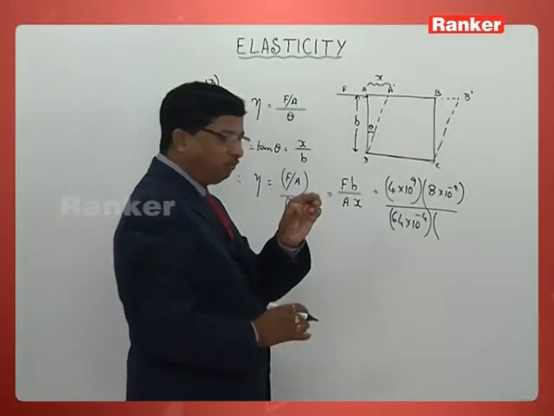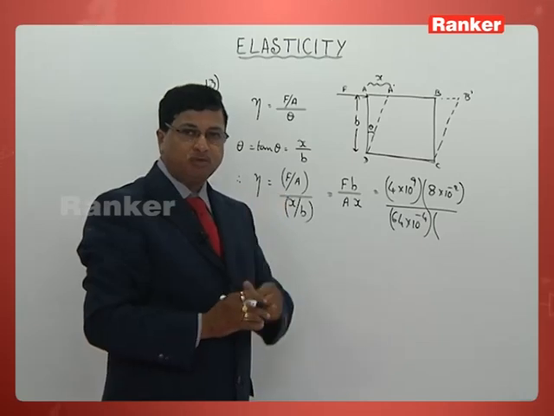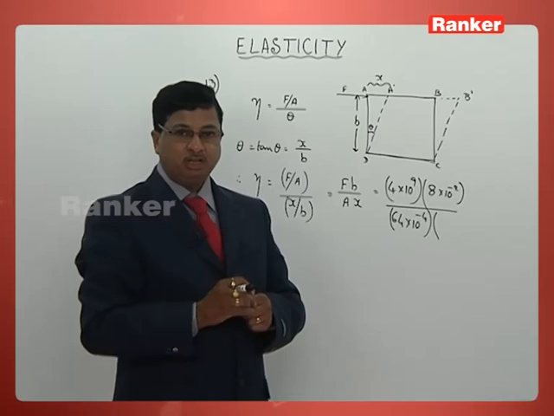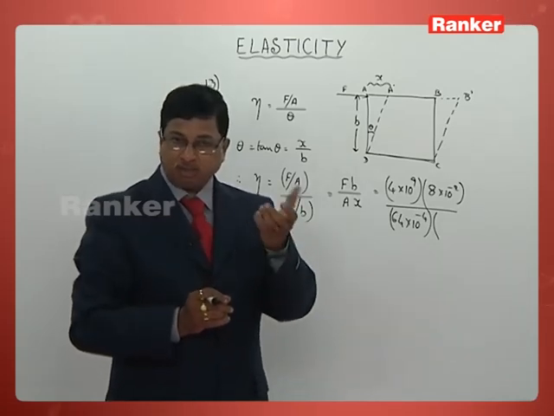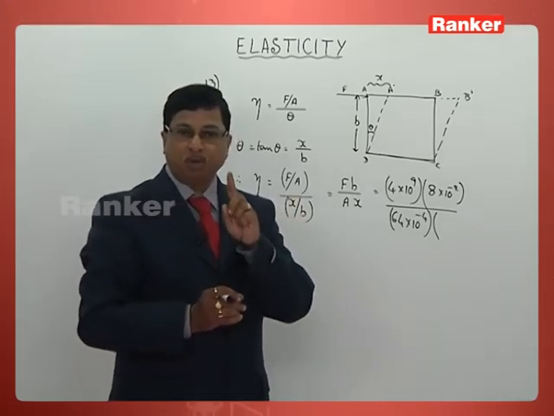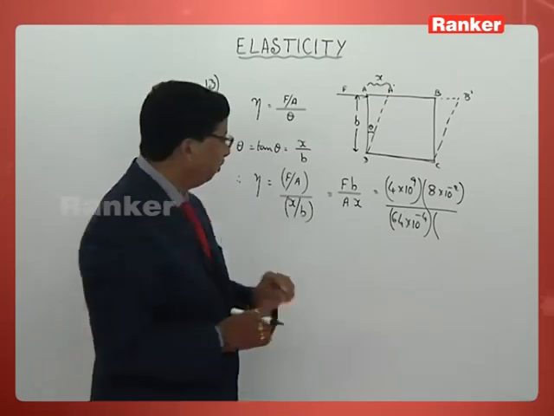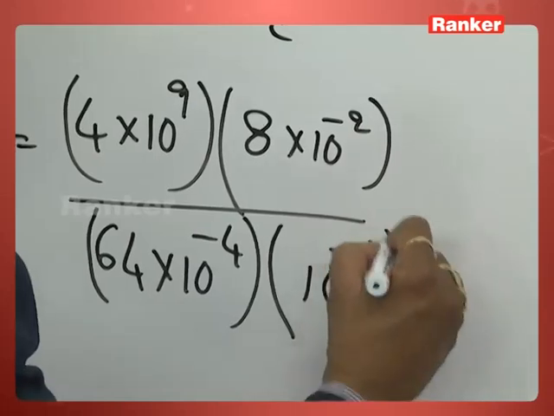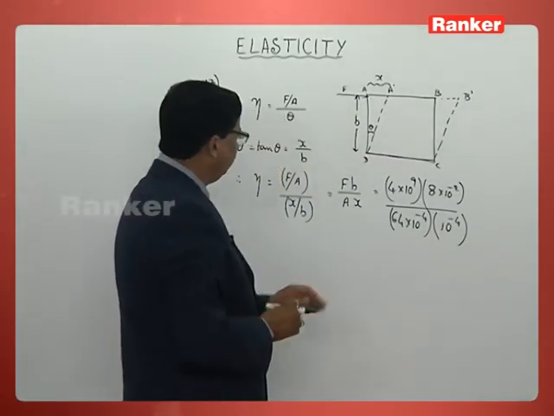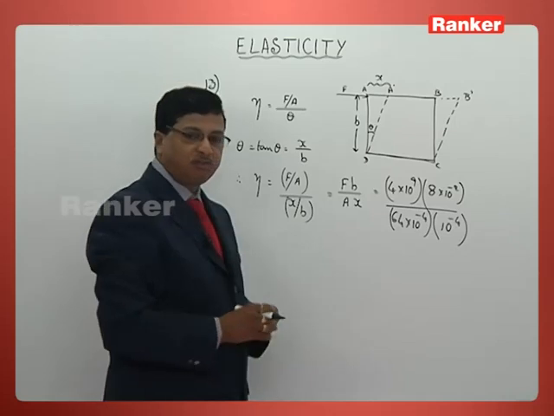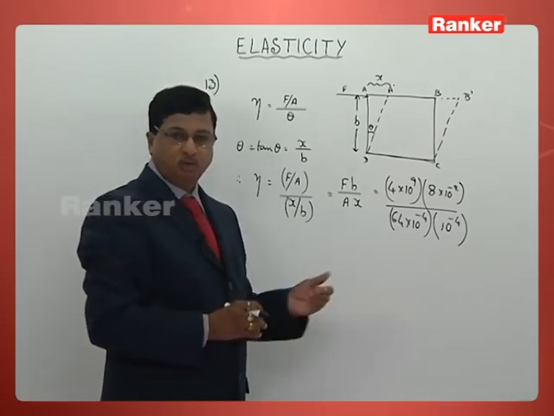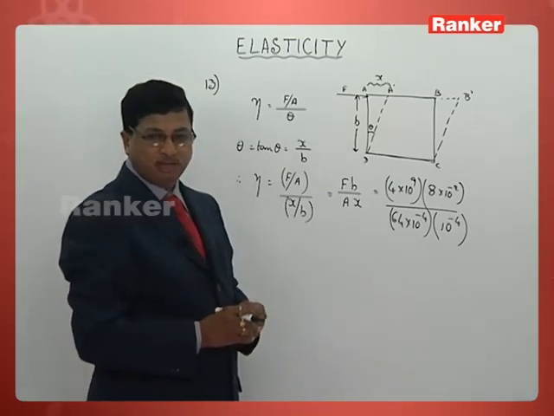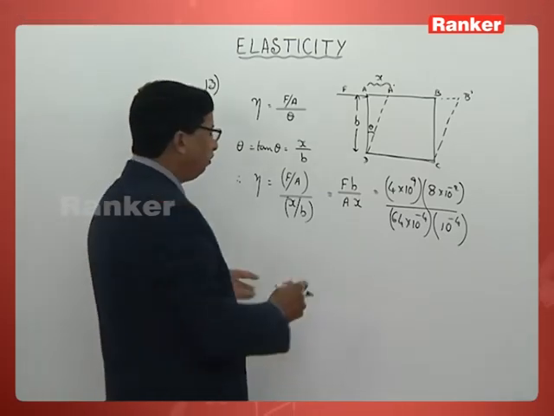Into what is the displacement of the topmost layer of the cube he has given. Look at that value carefully. It has been displaced with respect to the bottom by 0.1 millimeter. 0.1 into 10 power minus 3 can now be written as 10 power minus 4. So this actually is the case you people have to understand. Out of that, if you simplify the total lot, you will be getting 5 into 10 to the power 14.